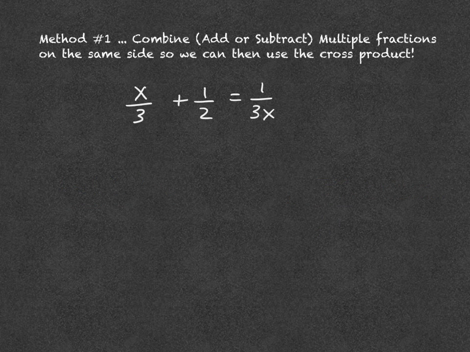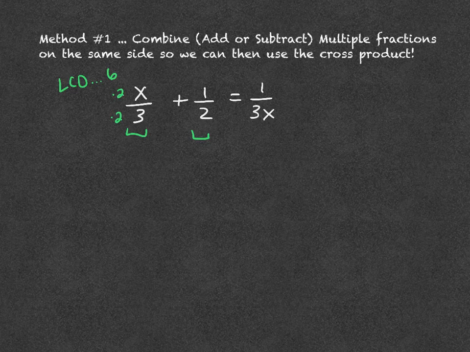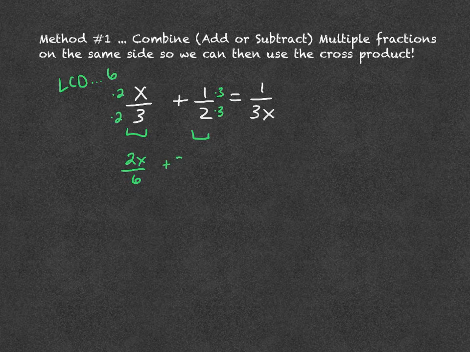The first way that we can handle a problem that has multiple fractions on one side, like this one has 2 fractions on the left side, is to combine those fractions using addition or subtraction. To combine these 2 fractions, I just need a least common denominator between the 2. The least common denominator between 3 and 2 is going to be the number 6. So I'd multiply this by 2, and multiply that by 2, so I get 2x over 6. And then here I'd multiply the top and the bottom by 3, plus 3 over 6. I'm just going to keep the right side, again, as 3x.